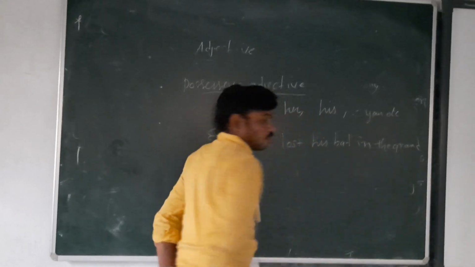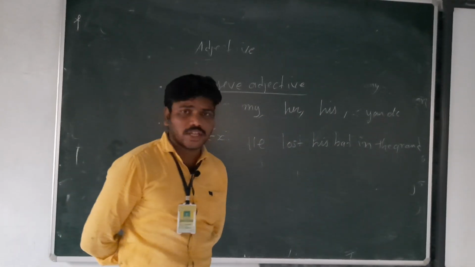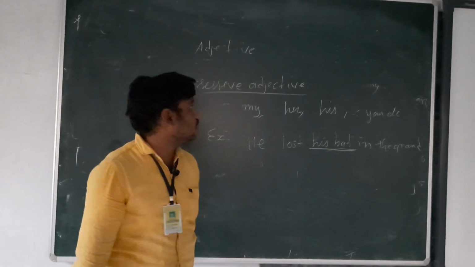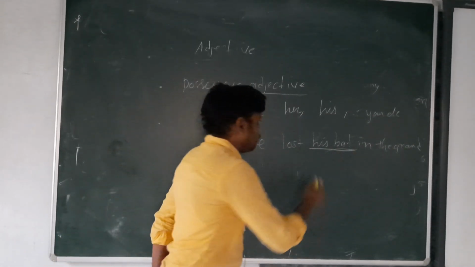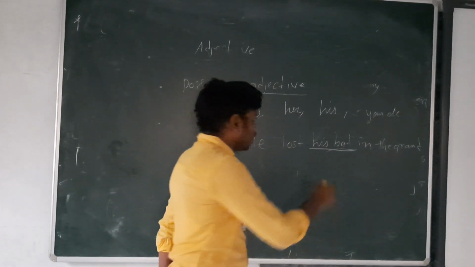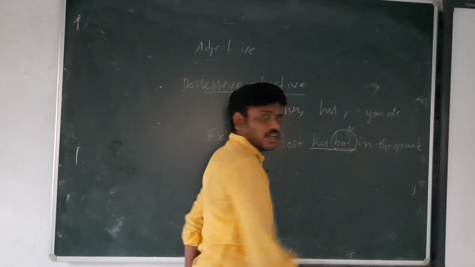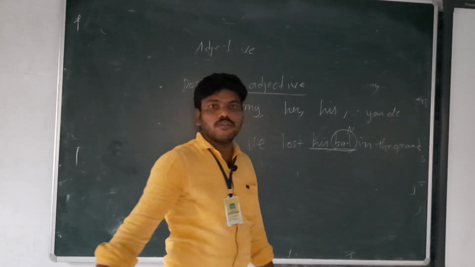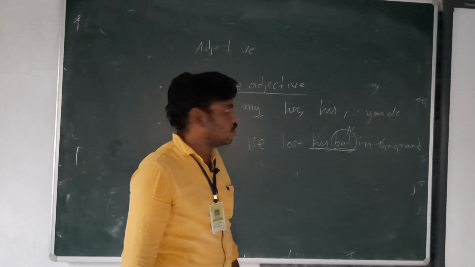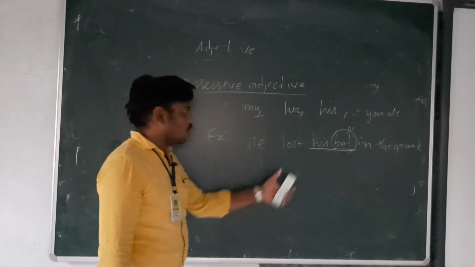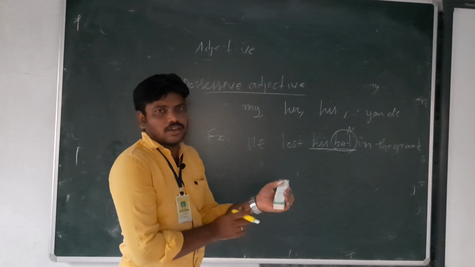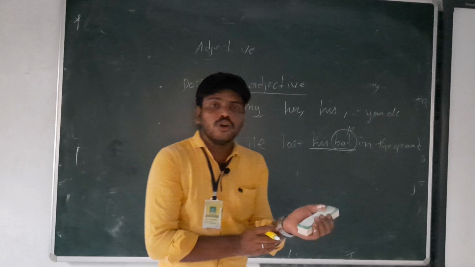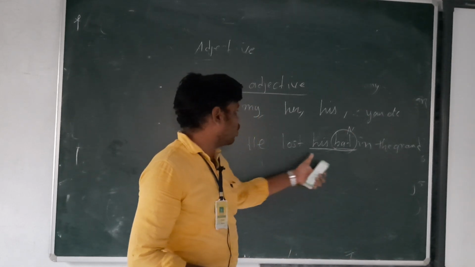So what is demonstrative? What is possessive adjective? Bat is possessive adjective because bat is noun form. My dear students, listen carefully. Bat is noun form. Possessive pronoun, possessive adjective. So there is a difference between this is mine. That is the possessive adjective pronoun. So when we refer to possessive adjective, this is called he lost his.